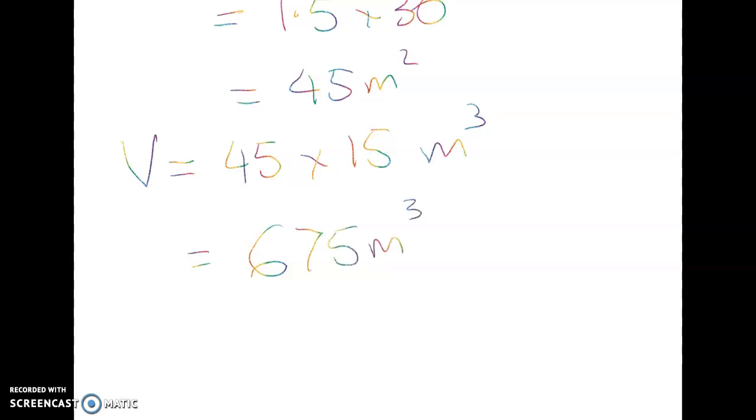But we're talking about a swimming pool. And so we want liquid volume. So we have to convert it to litres. So it's 675,000 litres. So there you go.